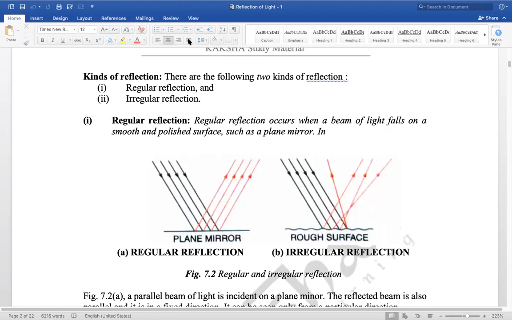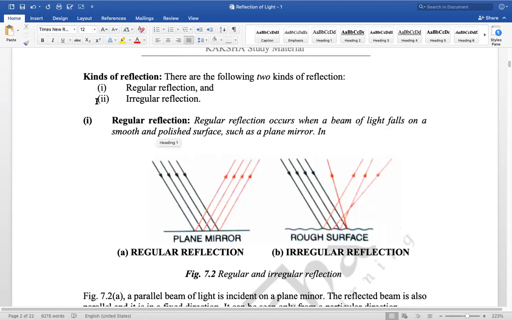Now, kinds of reflection. There are two kinds of reflection. So there are the following two kinds of reflection. One is regular reflection and other is irregular reflection. ठीक है, दो तरीके का रिफ्लेक्शन है, एक रेगुलर रिफ्लेक्शन है और एक इरेगुलर रिफ्लेक्शन है. ठीक है. नाउ रेगुलर रिफ्लेक्शन क्या है?